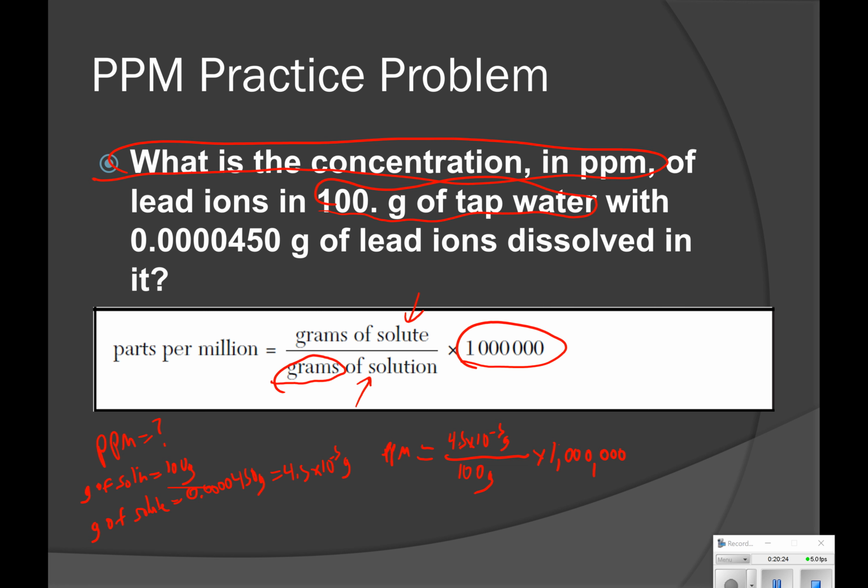Now when we punch this into the calculator, what we get is 0.45 parts per million. And that's our concentration of lead in that sample of tap water.